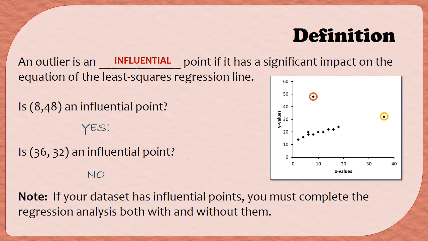So you really want to make sure that when you're collecting data, you want to be as precise as possible. Potentially this red dot was a typo, but no one can really say. I mean, I don't know where this data came from. I don't even really know what it represents. So if you have influential points, you do have to do this analysis multiple times.